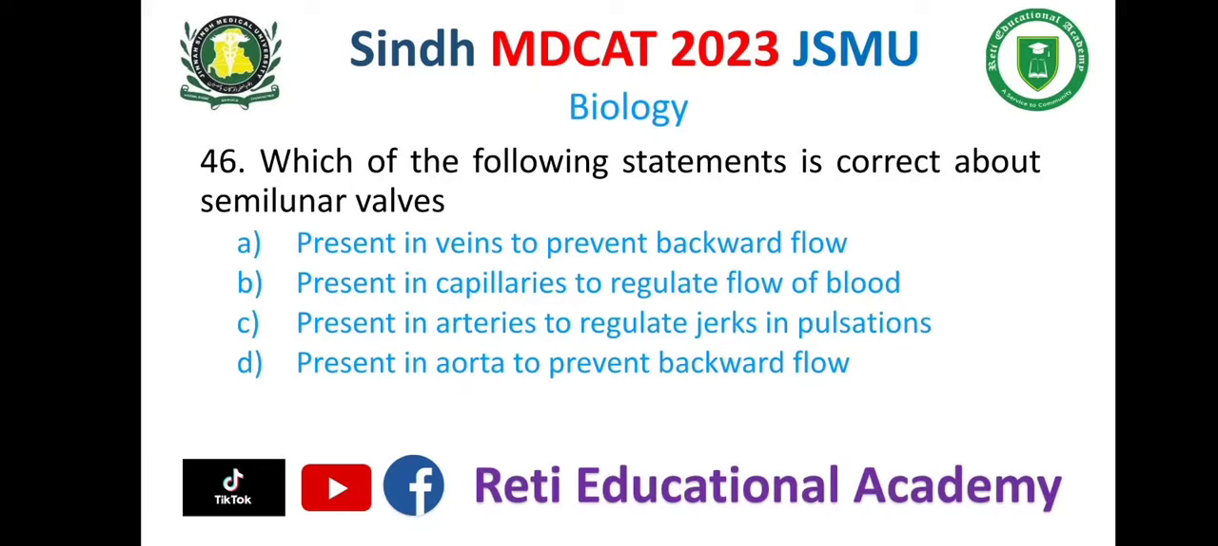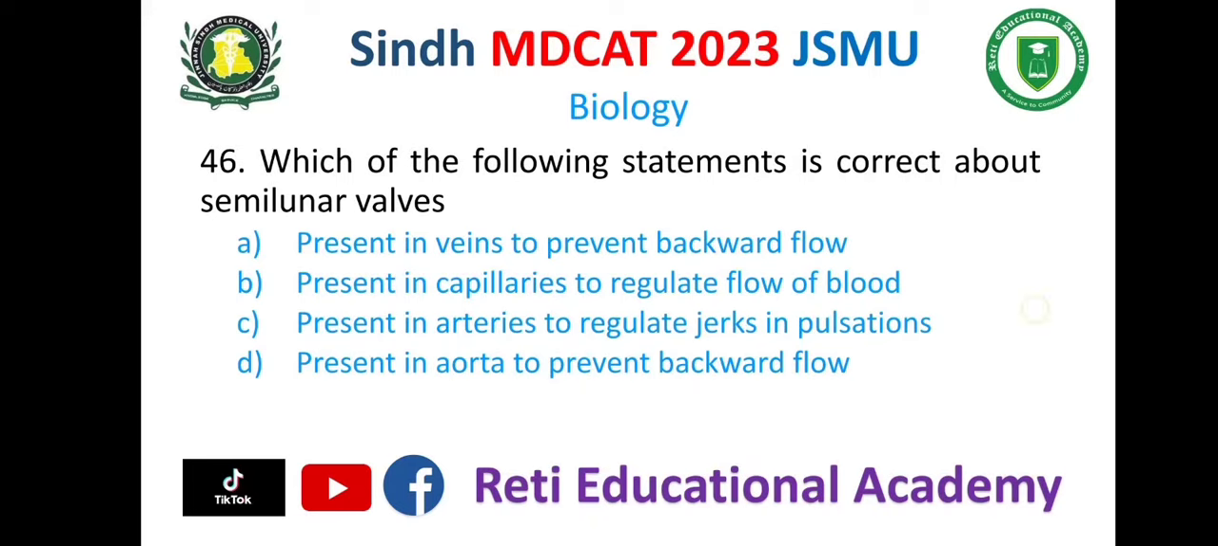Question number 46. Which of the following statement is correct about semilunar valves? A. Present in veins to prevent backward flow, B. Present in capillaries to regulate flow of blood, C. Present in arteries to regulate jerks in pulsations, D. Present in aorta to prevent backward flow.